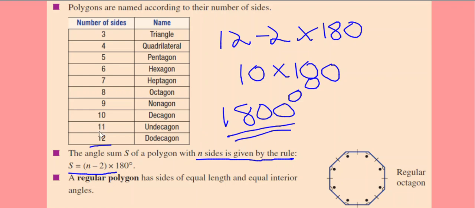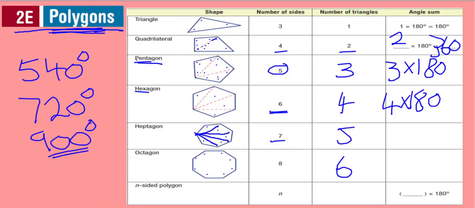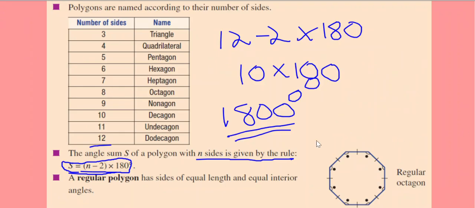It's really, really easy to use. So that's probably a nice formula to have, so you can work out how many degrees a particular polygon will have. Last bit of information. I think we've sort of covered everything there. We've covered all that. We've covered this.